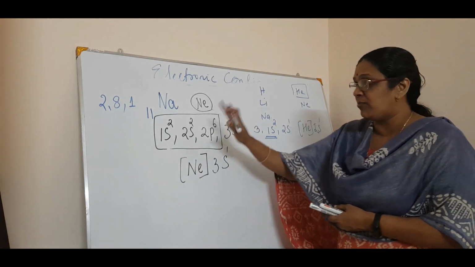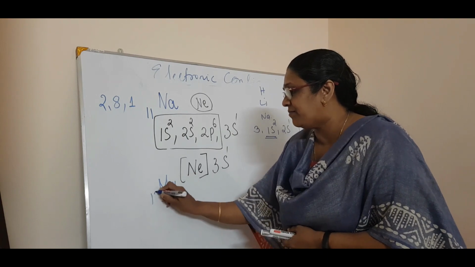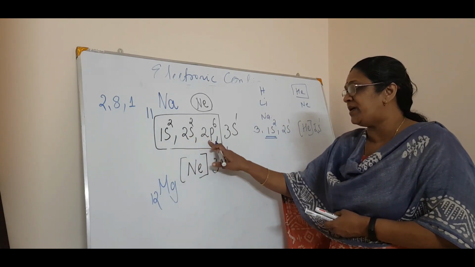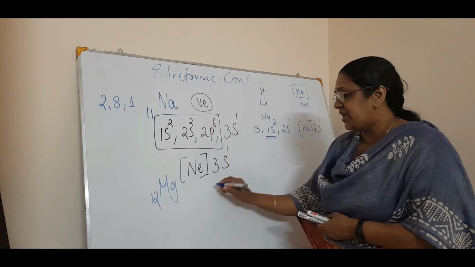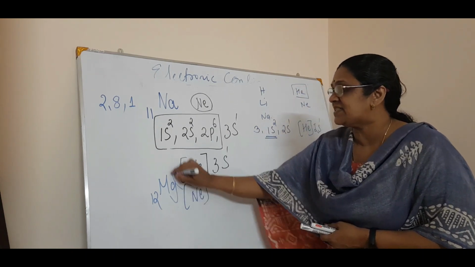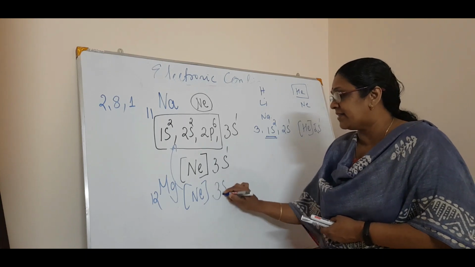Okay, one more example I will give you. Magnesium is 12. 12 means I will write what? 1s2, 2s2, 2p6, 3s2, isn't it? That is 10 plus 2, so 3s2. So I can write what? Neon, because neon represents this 1s2, 2s2, 2p6, and I can write 3s2.